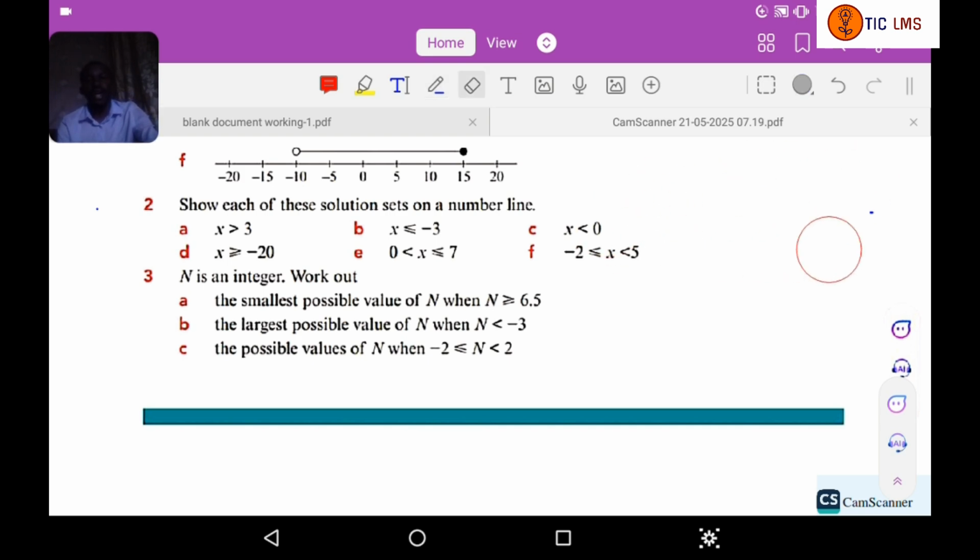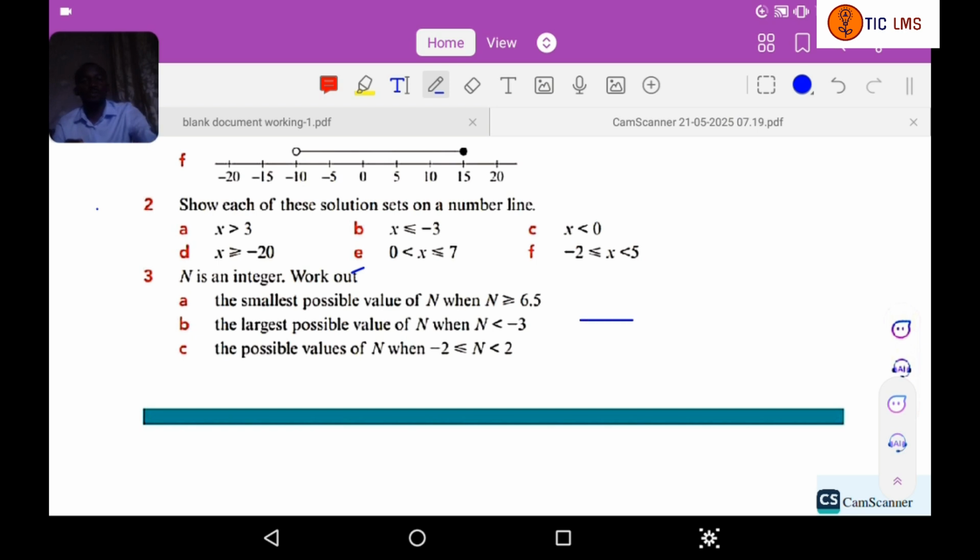Next we have this E. It says that 0 is less than x and x is less than or equal to 7. There are two ways by which you can look at this. Let me show you the faster method, which I hope you'll find easy. Here they say that 0 is less than x. If 0 is less than x, it means that x is greater than 0, right?